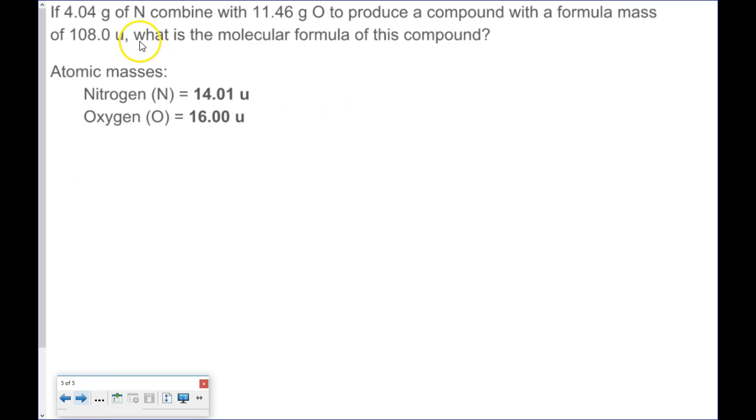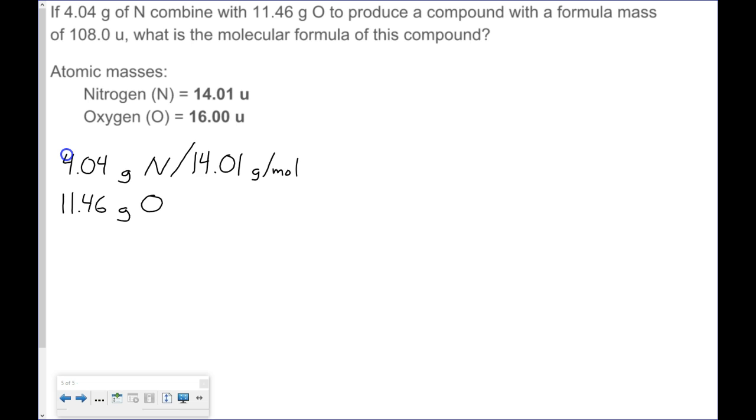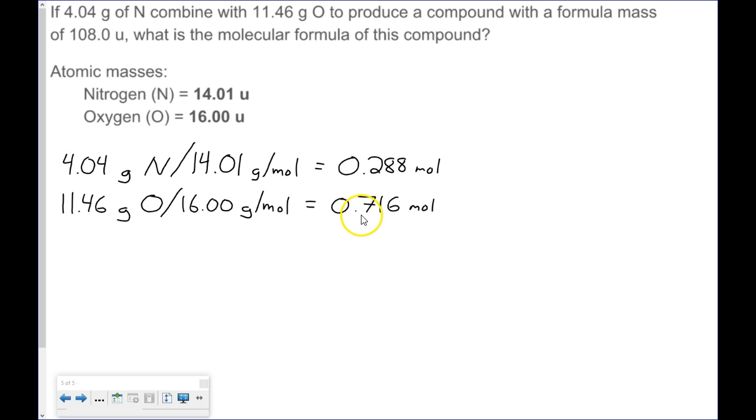Now, this one's another percent one. 4.04 grams of nitrogen with 11.46 grams of oxygen, and I have my total formula mass. So let's figure that out. 4.04 grams of nitrogen divided by its molar mass, and 11.46 grams of oxygen divided by its molar mass. This one worked out to be 0.288, and this one's 0.716. This one is the smaller of the two, so I'm going to divide by that, and the other one gets divided by that as well. Obviously, this one is 1, and this one works out to be 2.49.